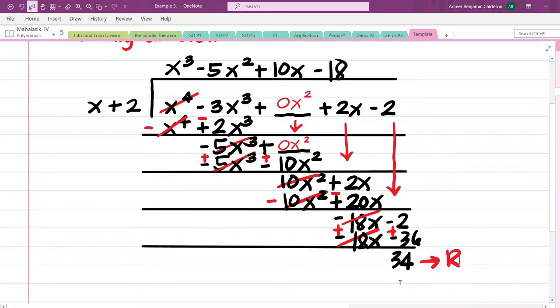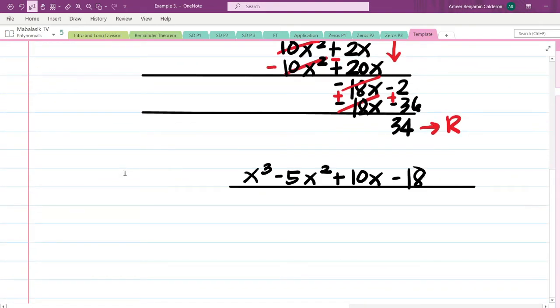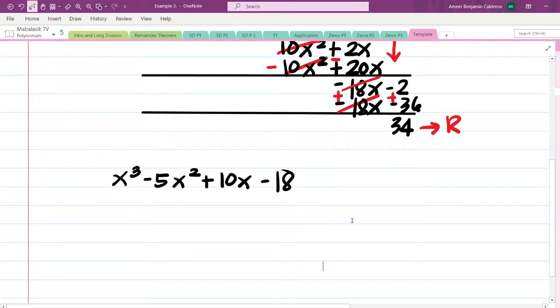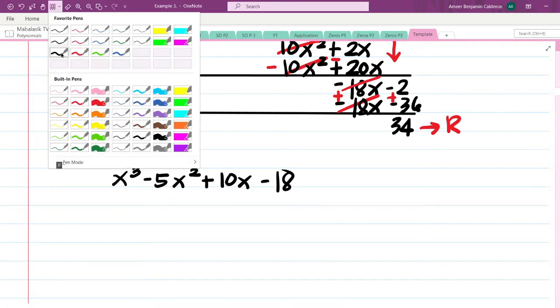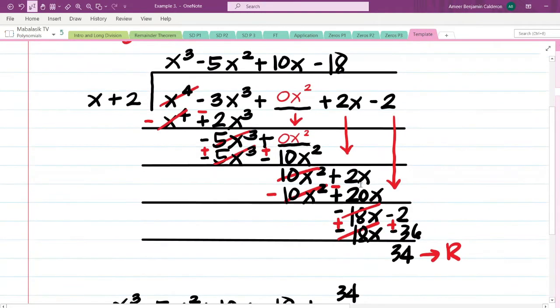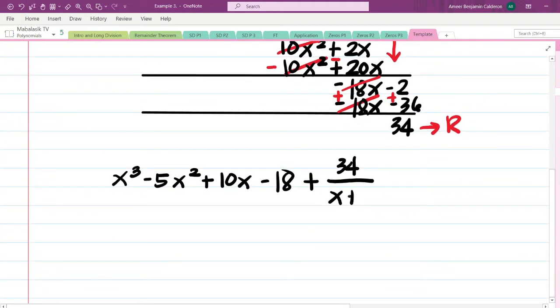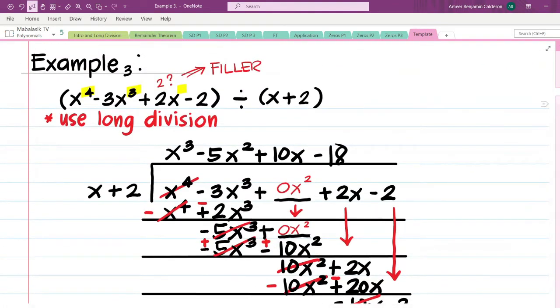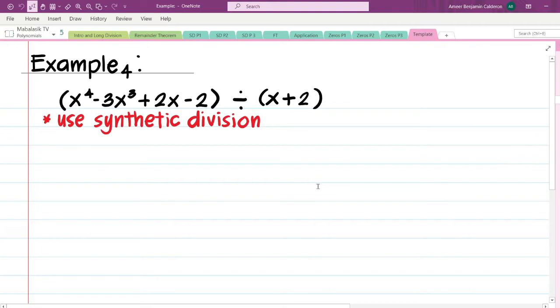So our final answer will just be the quotient. So I'll just copy our quotient here. Of course, we do not want that. So we have x cubed minus 5x squared plus 10x minus 18 plus the remainder 34 over the divisor. What is the divisor? X plus 2. This is our quotient. Let us have our fourth example, which will be just the same but using synthetic division.